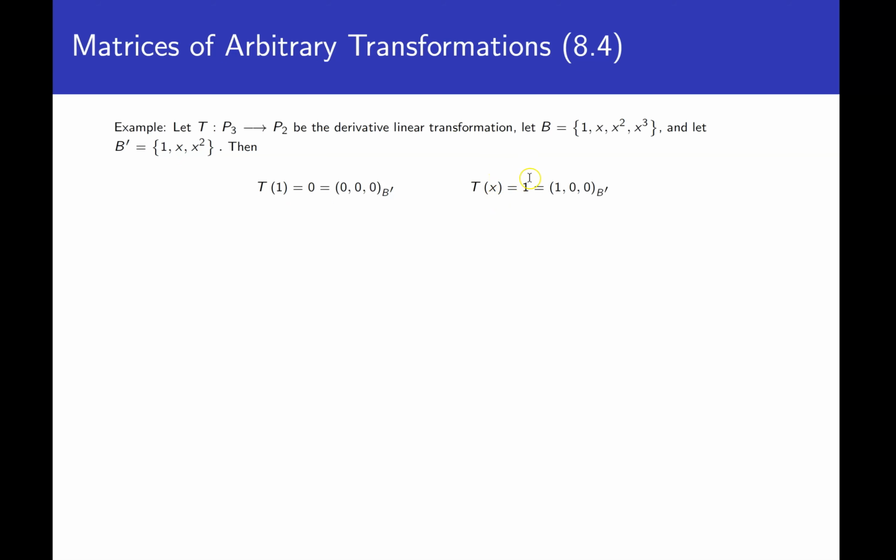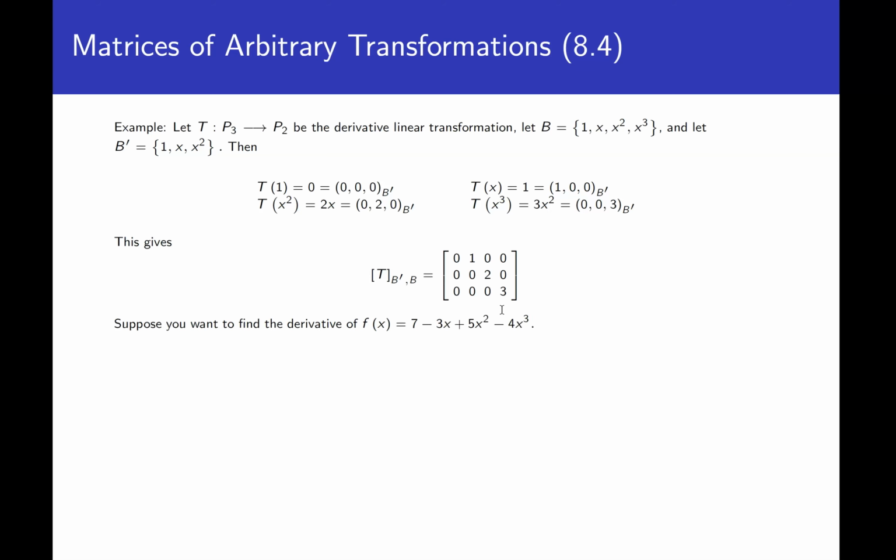Image of x, the derivative of x is 1. And to get 1 from B prime, we need 1, no x's and no x squareds. So the coordinate vector is 1, 0, 0. Image of x squared, derivative is 2x. To get 2x, we need no constant, 2 x's and no x squared. And then finally, image of x cubed, derivative is 3x squared, so we get 0, 0, 3 for our coordinate vector. That gives our matrix for the transformation, the T sub B prime B. Write them as columns. 0, 0, 0 down the first column, 1, 0, 0 second column, 0, 2, 0 third column, 0, 0, 3 fourth column.